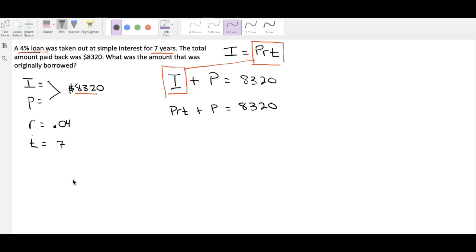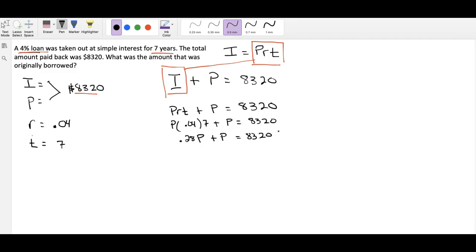So one way to do this is to factor it and leave the numbers out. The other way is to put the numbers in and move from there. I'm going to do that because I think it's going to be more straightforward for most people to see the numbers. So we get P, which is still unknown, times 0.04 times 7 plus another P that we still don't know equals 8320. So this gives us 0.28P, that's 0.04 times 7 is 0.28P, plus another P equals 8320.